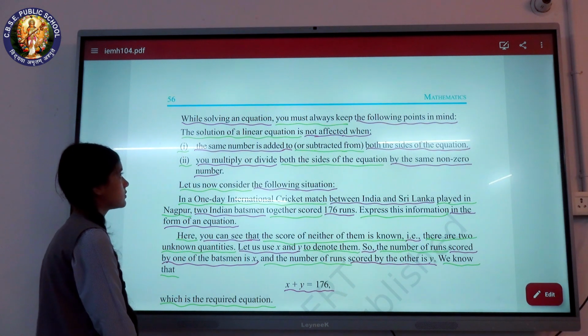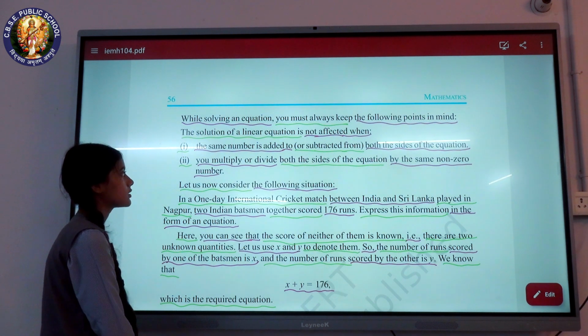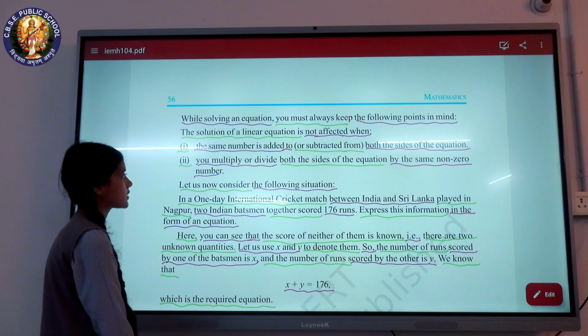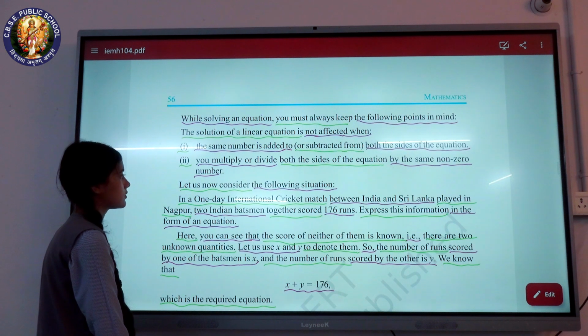While solving an equation, you must always keep the following points in mind. The solution of a linear equation is not affected when, first, the same number is added to or subtracted from both the sides of the equation. Second, you multiply or divide both the sides of the equation by the same non-zero number.